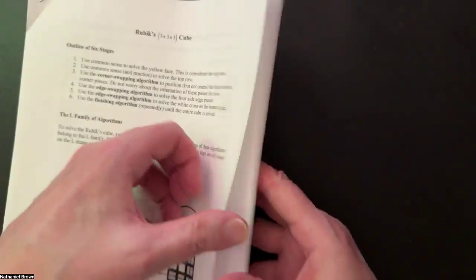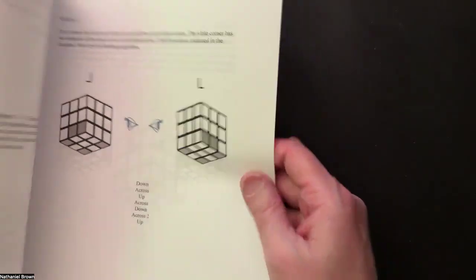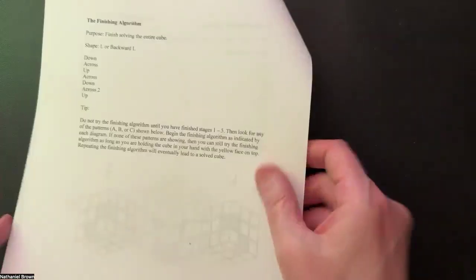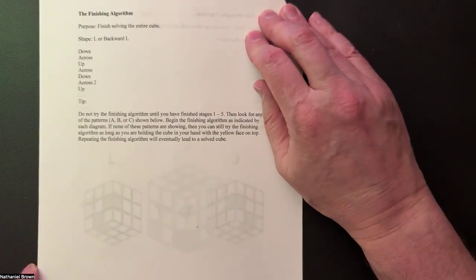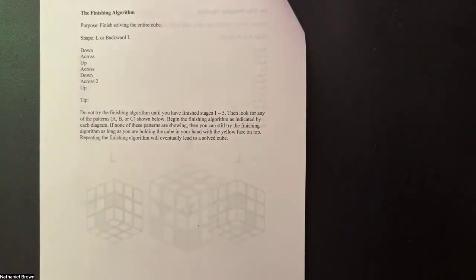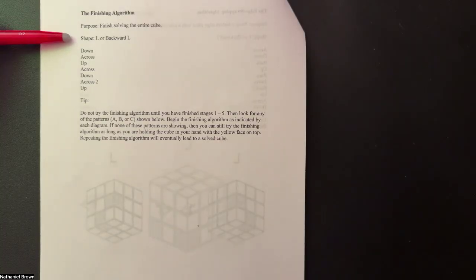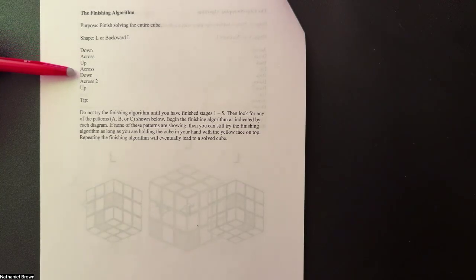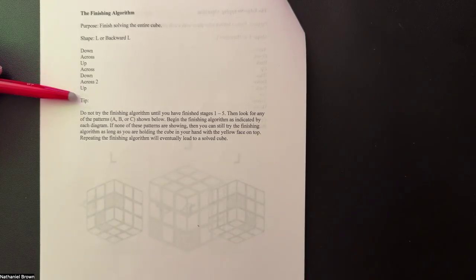All right, so let's skip ahead to page 4 in the PDF document. The finishing algorithm. Purpose: finish solving the entire cube. Now the shape could be an L or the backward L. It depends on which side we're doing it from, right? Again, this is one of those ambidextrous algorithms. So there's the algorithm itself: down, across, up, across, down, across twice, up.